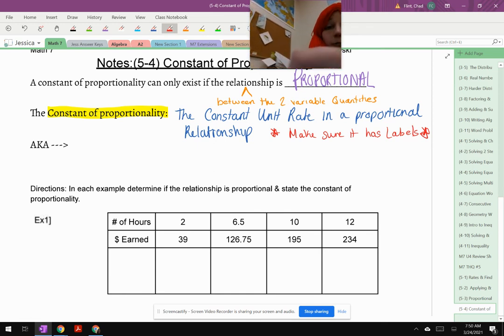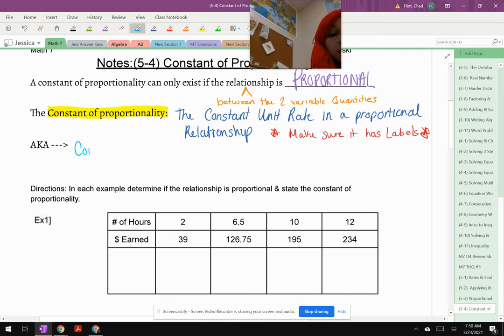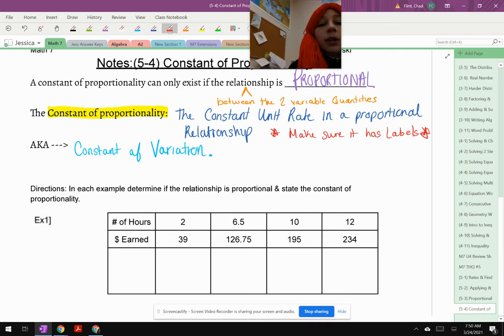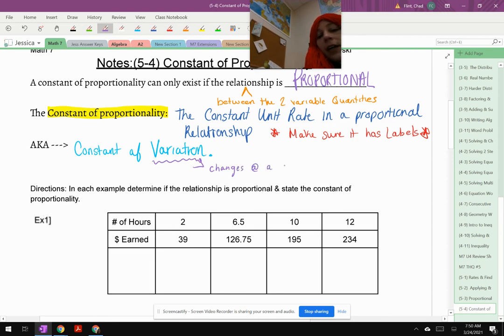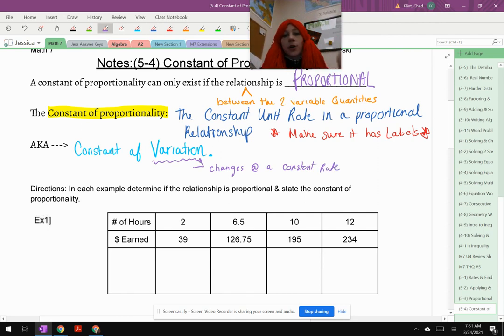Another name for the constant of proportionality is the constant of variation. Notice how the word constant's all the same. When we use that word variation, that simply means to vary, like a variable, to change. It changes at a constant rate, right? Every hour it's going up by $18 or whatever that constant unit rate is.